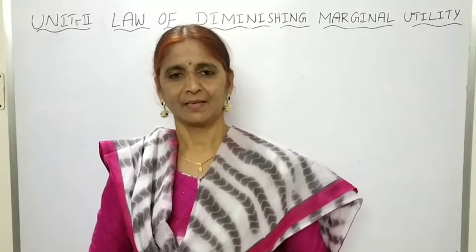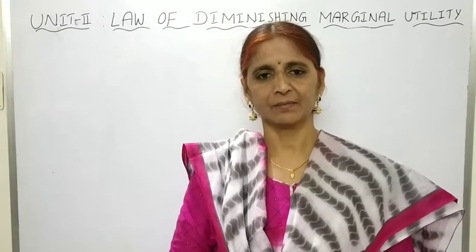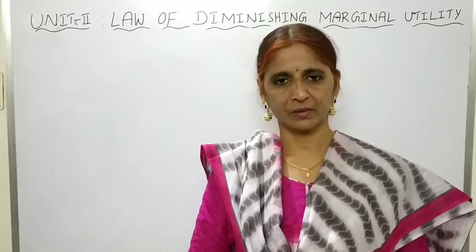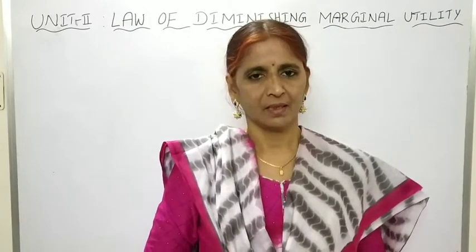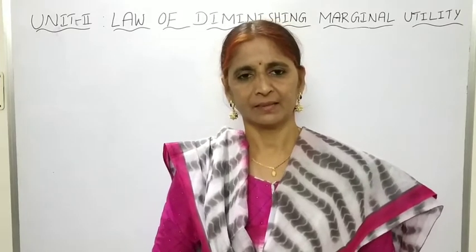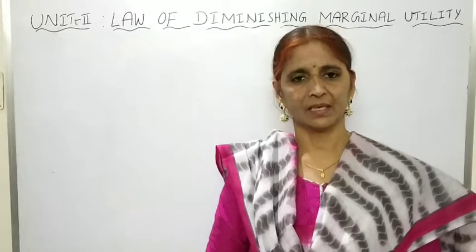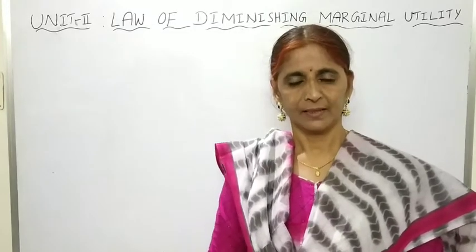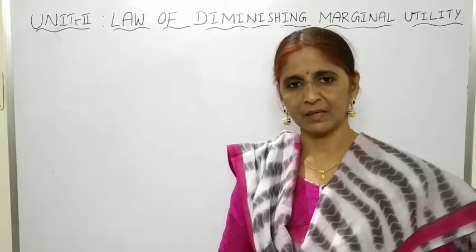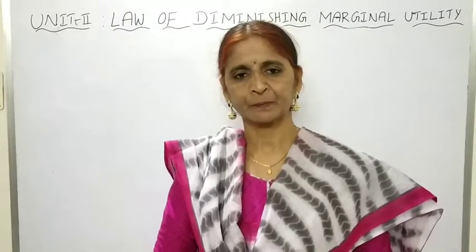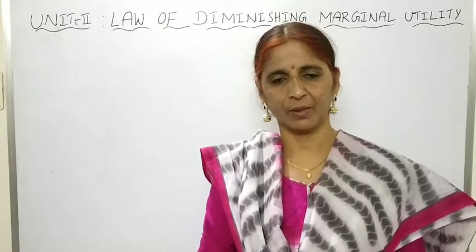In this class, I am explaining the diagrammatical explanation of the law of diminishing marginal utility. In the previous class, I had explained the meaning of DMU and assumptions. Continuing from that class, now I am explaining the law of DMU diagrammatically, that is, by using the schedule and the diagram. This is part 2 of the law of diminishing marginal utility.